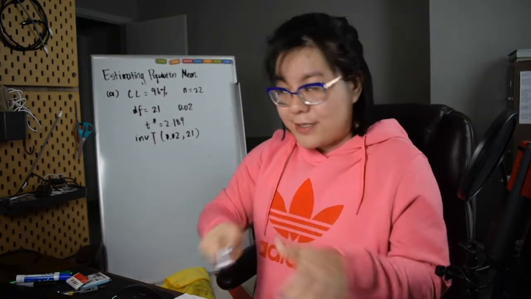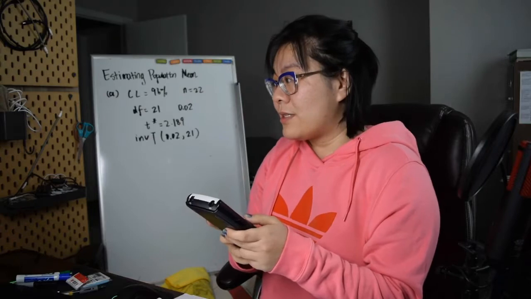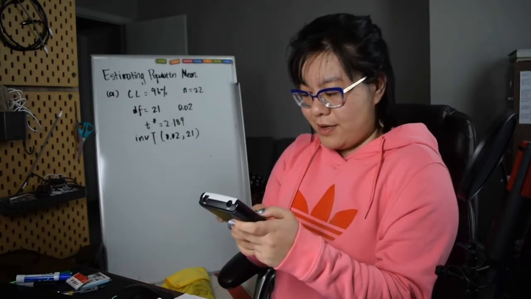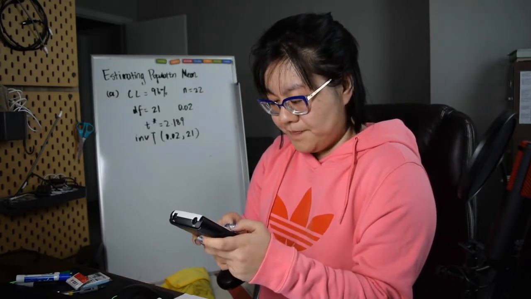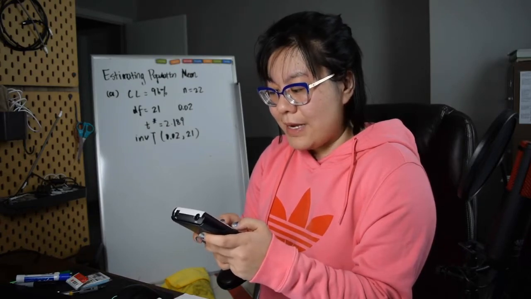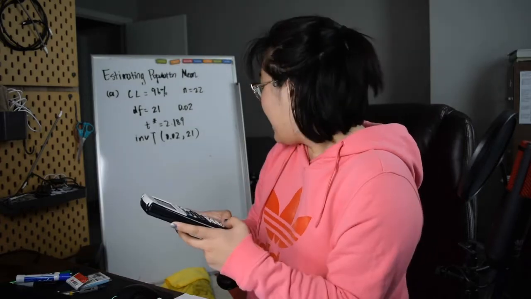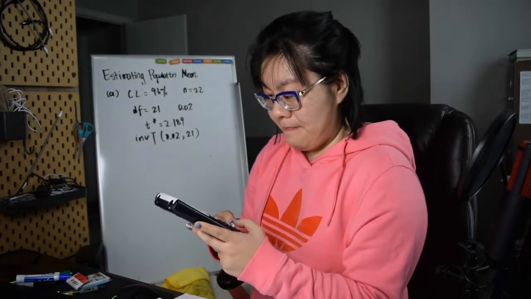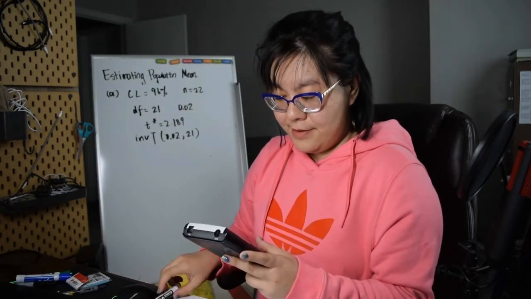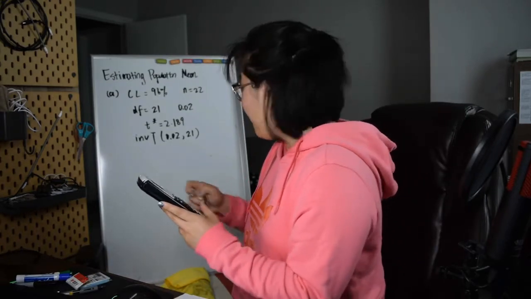So if you use the calculator, again, you're gonna go to second vars, and you go to INVT at 0.02 and 21. You got the same answer, 2.189.